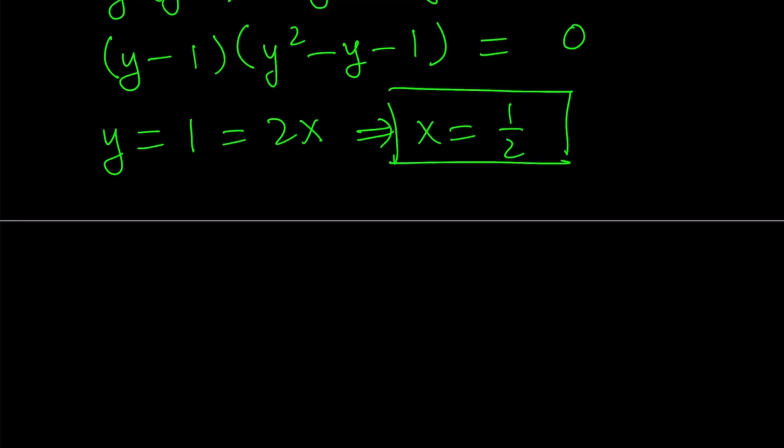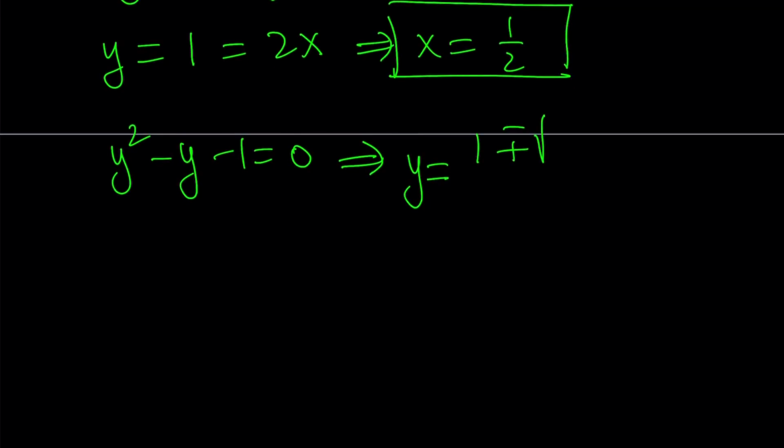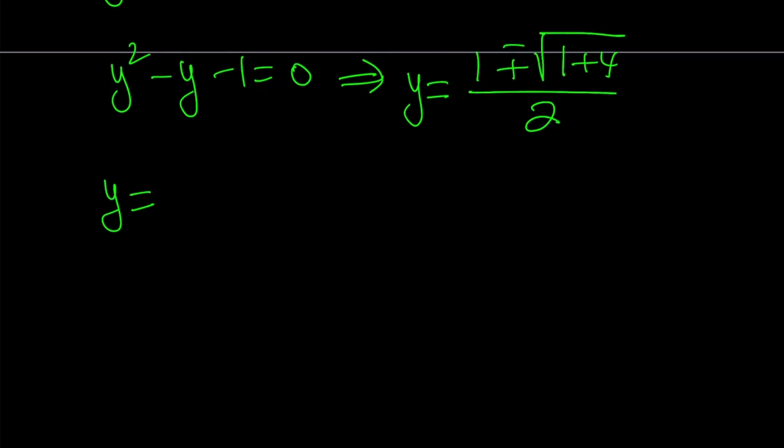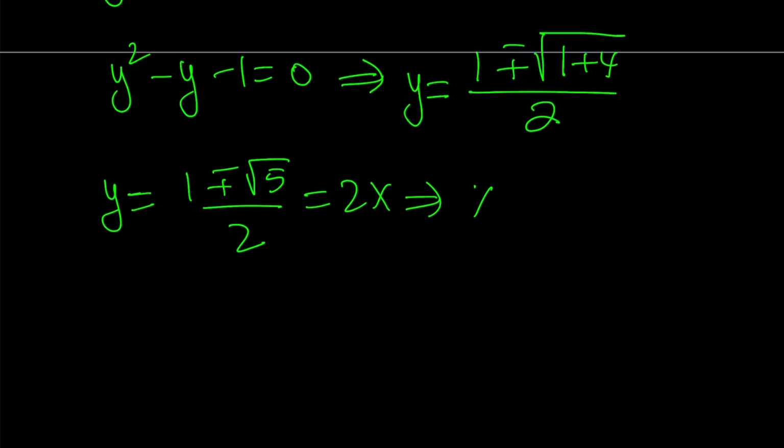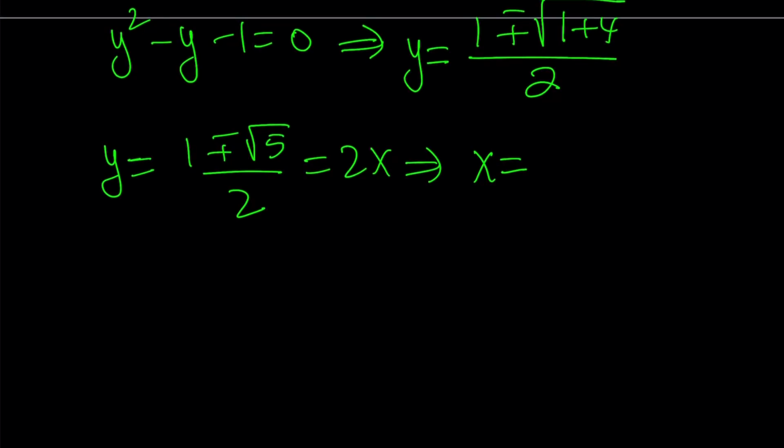And now we're going to deal with the quadratic equation. Let's use the quadratic formula. y becomes -b plus minus the square root of b squared, which is 1, minus 4ac, which is 1 plus 4. And that is going to be, you get the golden ratio here, right? But that's just y. Uh-oh, I don't know why it's messing up my writing. y equals 1 plus minus the square root of 5 over 2. So those are the y values. By setting them equal to 2x, we get the x values. So from here, x becomes 1 plus minus root 5 over 4.